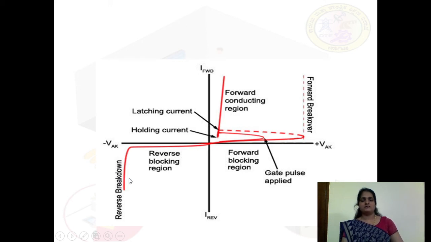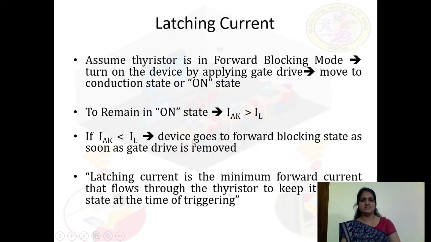And this is the first region where the cathode is provided with positive and the anode is provided with negative. So it operates in the reverse blocking region, with a small leakage current due to the J2 junction. Junctions J1 and J2 will be operating in the forward condition by applying positive to the anode and negative to the cathode. And here we need to discuss two different terms called latching current and holding current.